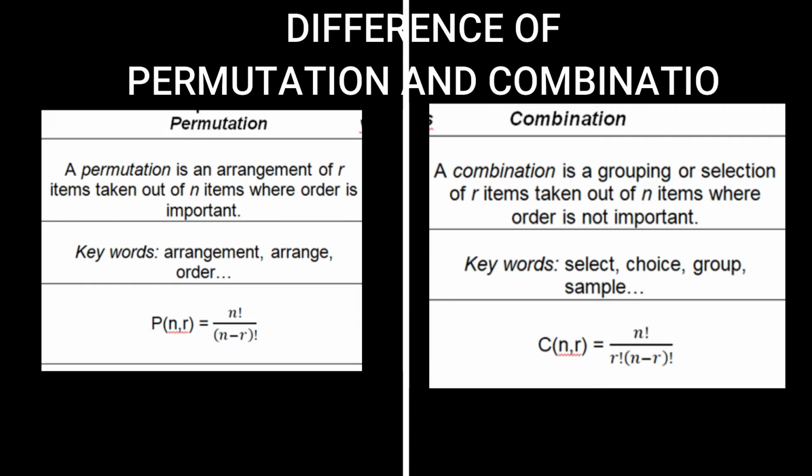Halimbawa, sa pagbuo ng dalawang kulay from the three primary colors, yellow, red, and blue. So, pag pinili natin yung red and blue, kahit na magkabaliktad yun, ay magiging purple. Red and blue or blue and red, ganun pa rin ang resulta, purple. So, that is combination.